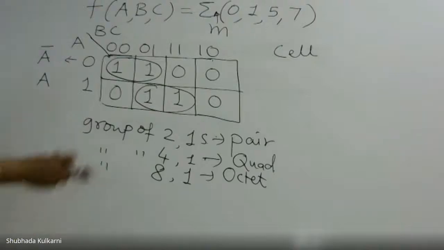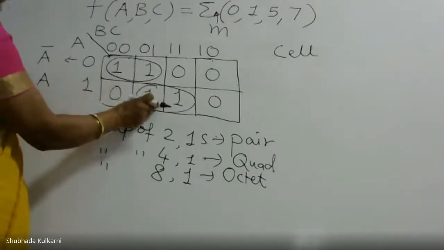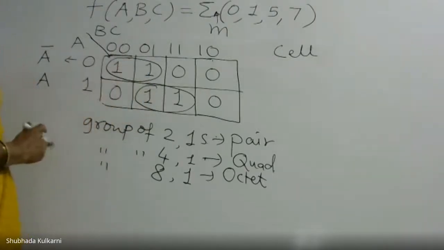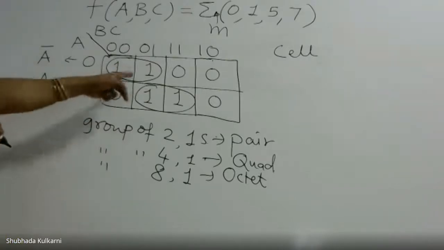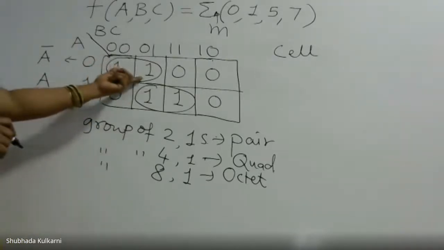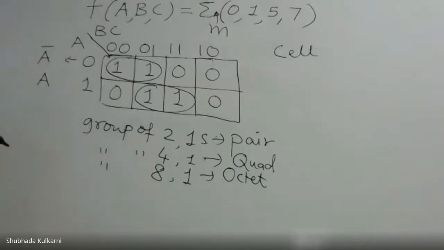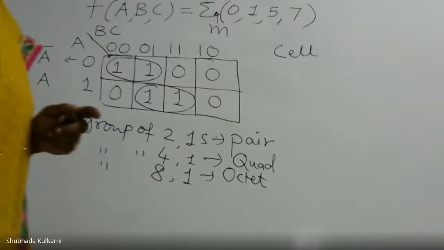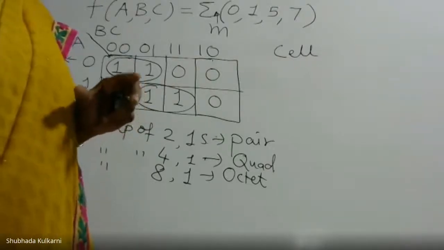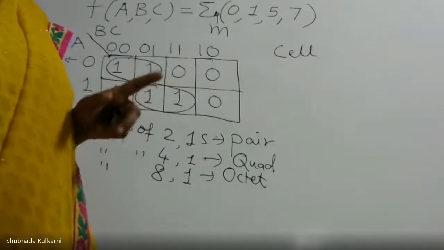So now what has happened? 4 mean terms have joined into only 2 pair groups. Once you form the pairs, what should you do? Find a product term for each group. What I'm saying is, it may be a pair, it may be a quad, it may be an octet, but for each group you should represent one product term.